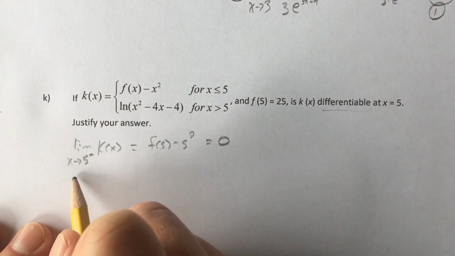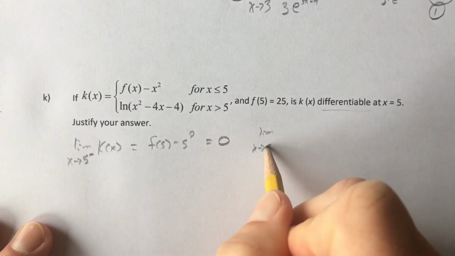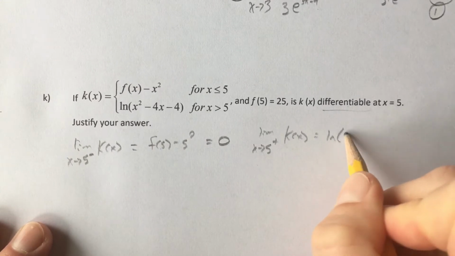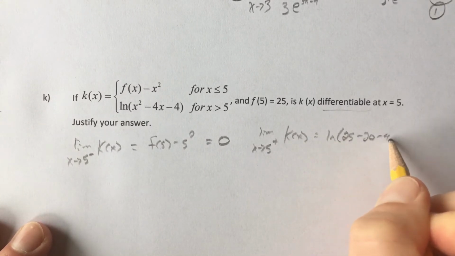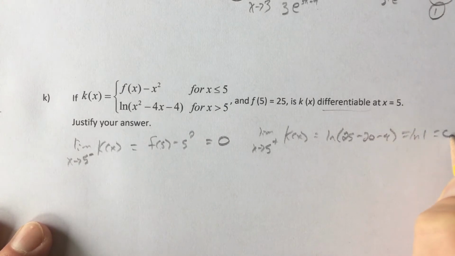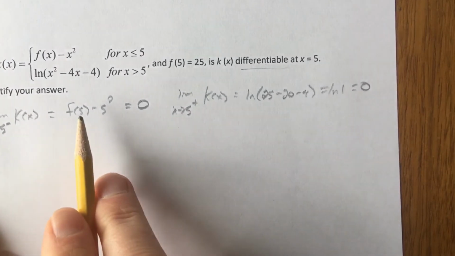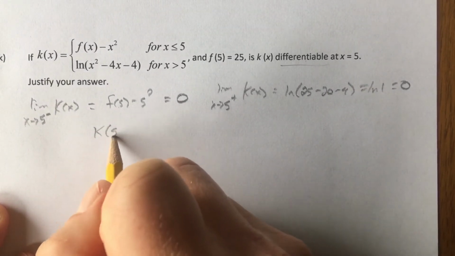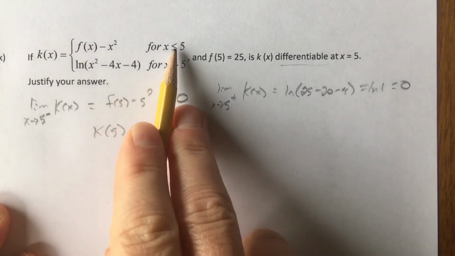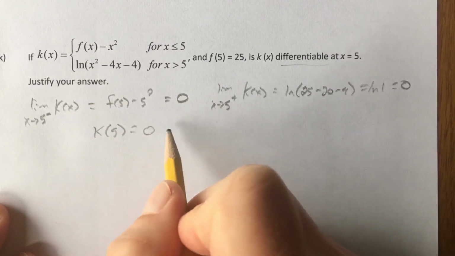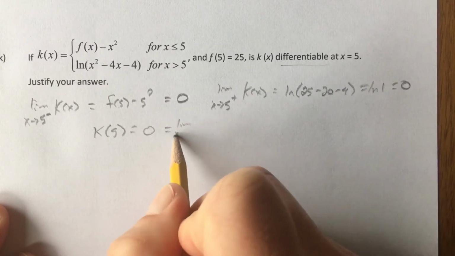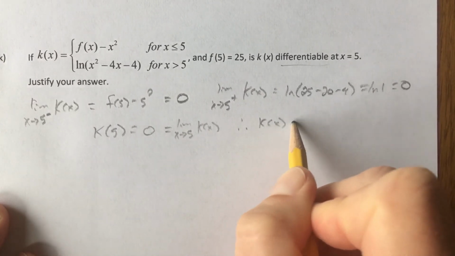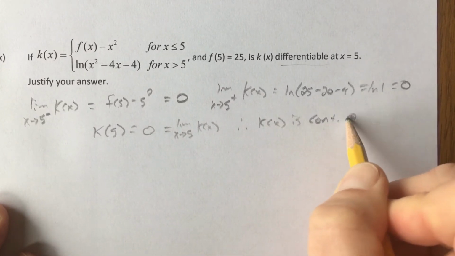Okay. The limit as x approaches 5 from the right will be the bottom part. So that's going to be the natural log of 25 minus 20 minus 4, which is the natural log of 1, which also is 0. Okay, so we have a limit from the left equal to the limit from the right. So k of 5 is also equal, because of the equal sign here, k of 5 is also equal to 0, which equals the full limit. And so therefore k of x is continuous at x equals 5.